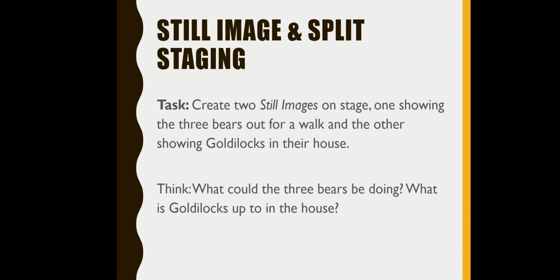You're now going to have a go at creating 2 still images on stage. One showing the 3 bears as they go out for a walk, and the other showing Goldilocks in their house. So you could show the kitchen and perhaps some trees. You could show the bedroom and perhaps some benches out in the woods. You could show the living room where Goldilocks sits down and breaks the chair, and you could show the 3 bears sitting on rocks outside. It's entirely up to you.